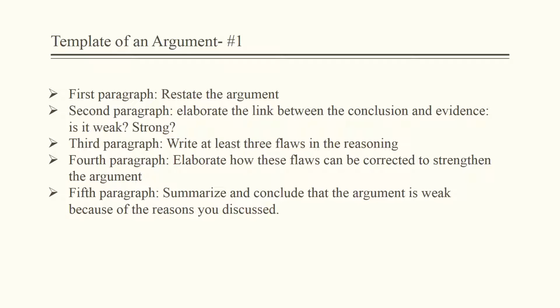Here's a template of an argument. You start with restating the argument in the first paragraph. Then you elaborate the link between the conclusion and the evidence in the second paragraph. You see if it's weak or strong. And in the third paragraph, you write at least 3 flaws in the reasoning that the author has given. The fourth paragraph is about how these flaws can be corrected to strengthen the argument. And finally, you summarize and conclude that the argument is weak because of the reasons discussed. So that's example 1.